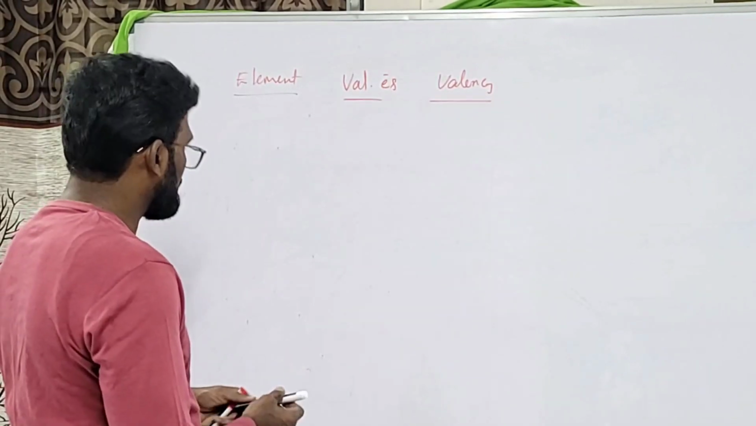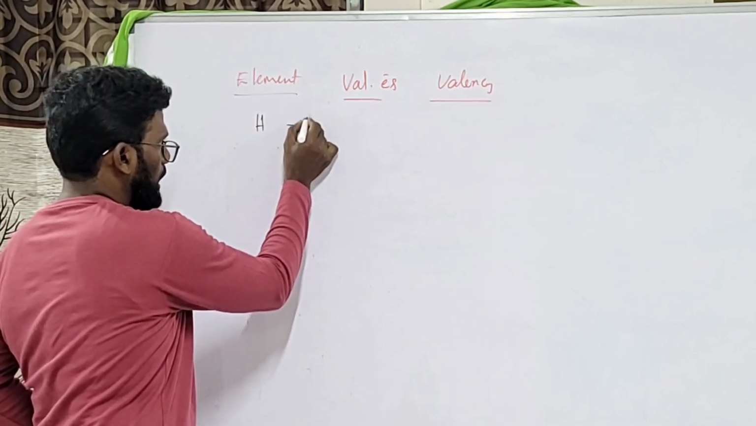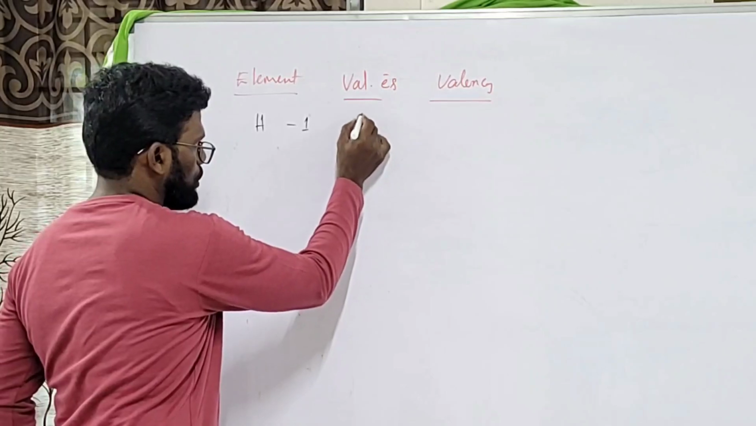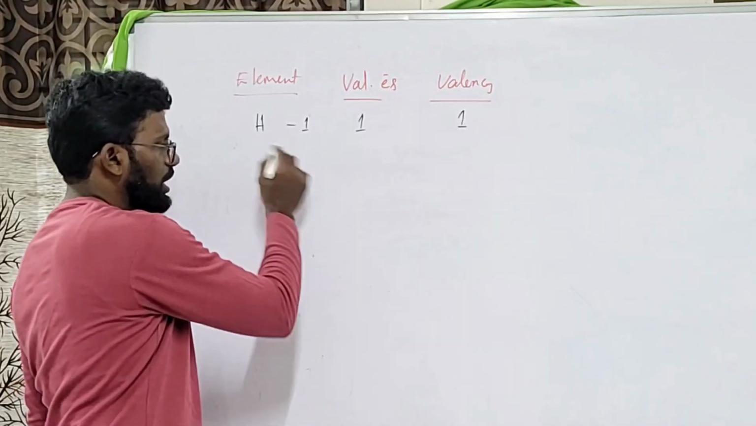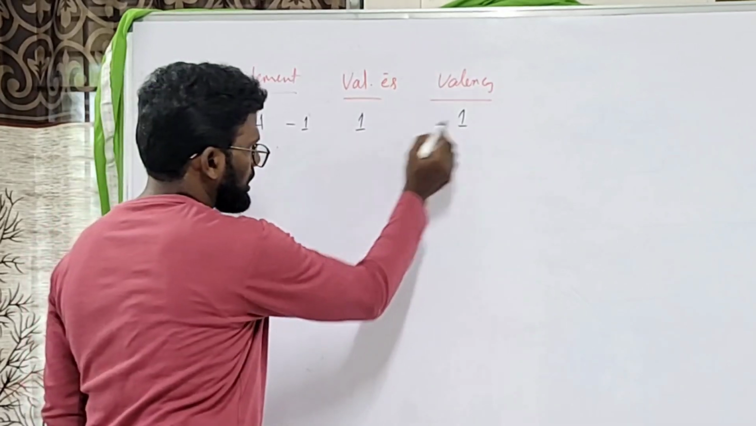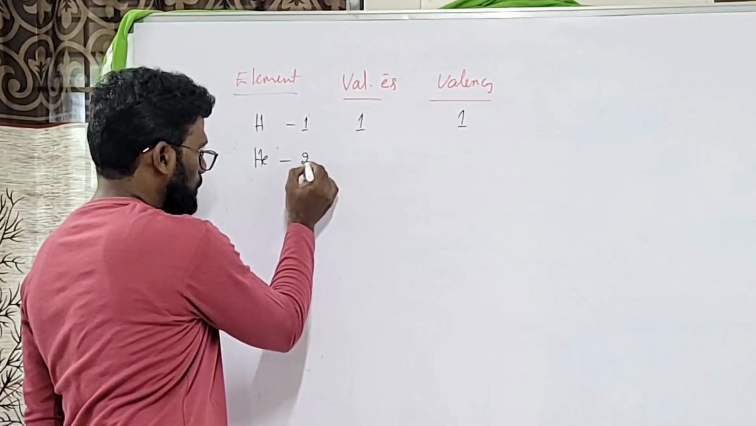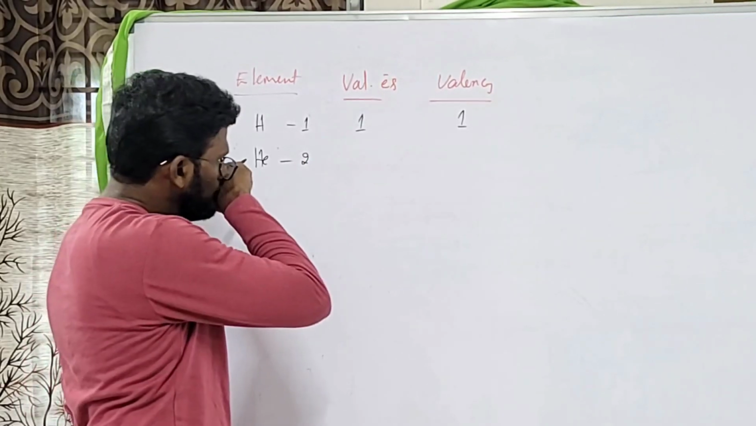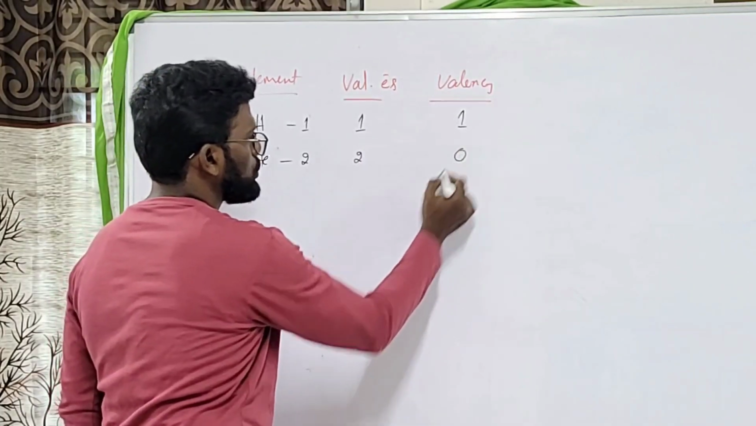So here, let's see very simply. First, hydrogen: atomic number 1, number of valence electrons also 1, and valency also 1. We can easily remember that for hydrogen everything is 1. Atomic number 1, valence electrons 1 and valency 1. And the second element, helium, has atomic number 2 and valence electrons also 2, but valency 0.